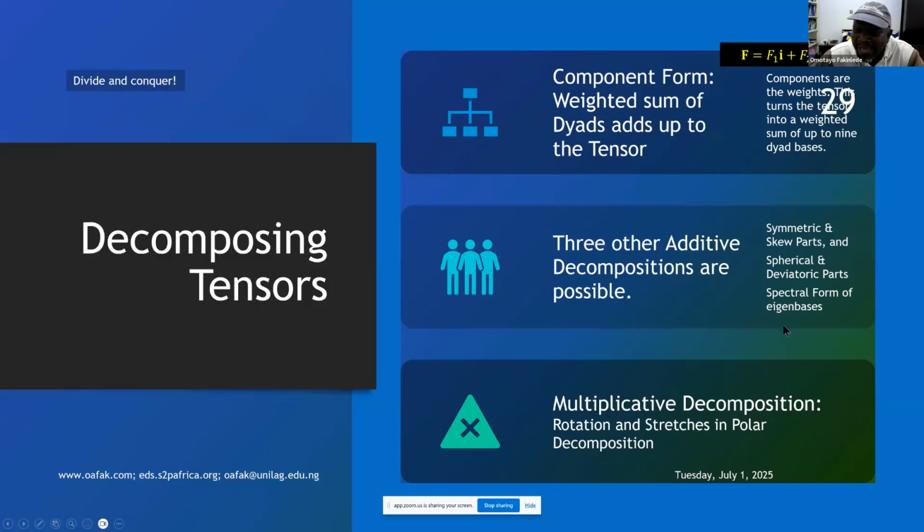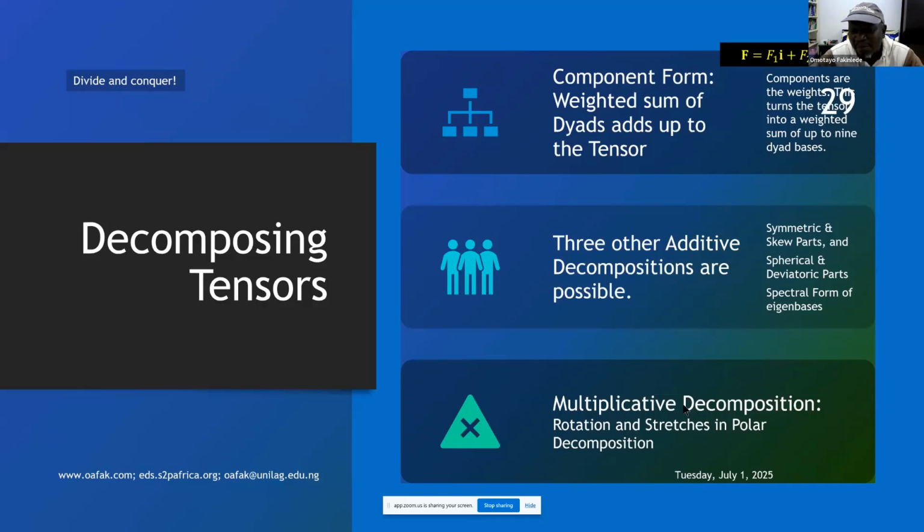Now, then there is the multiplicative decomposition, rotation and stretch, in polar decomposition. In fact, this is what is most important for engineering, because when you have a body that is stressed, you can break that stress into two tensors. One is a rotation tensor, the other one is a stretch tensor. It is when you multiply those two together that you get the final thing. And it is easier to deal with the rotation and stretch separately than to deal with the original tensor.